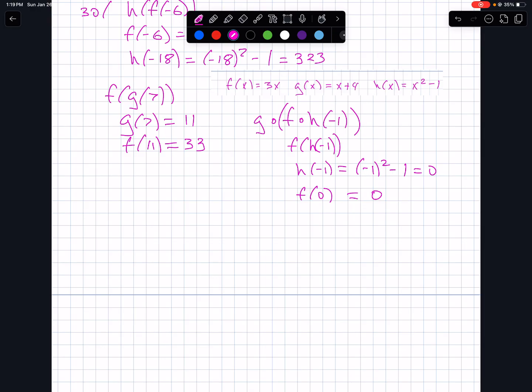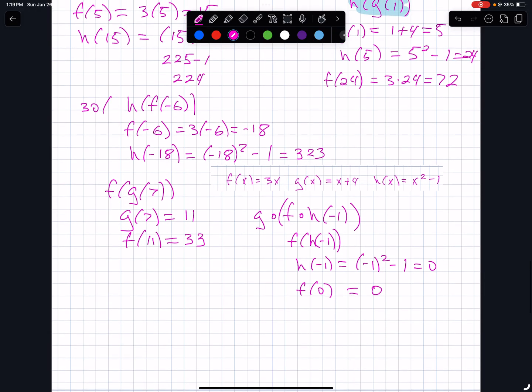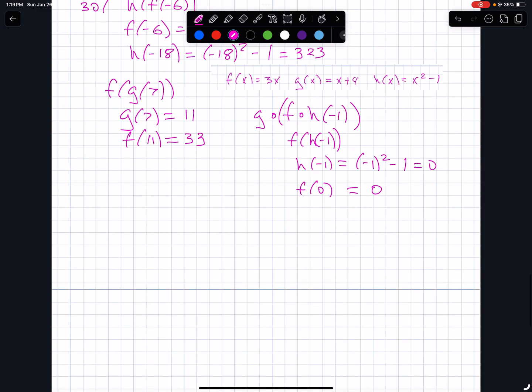So this is the kind of one you would put on there just to mess with your head, right? You know you did it right, but it's hard to make yourself believe that, especially when you get 2 zeros in a row. You're like, what the hell? And then G of 0. G of 0 is 4. Yep.